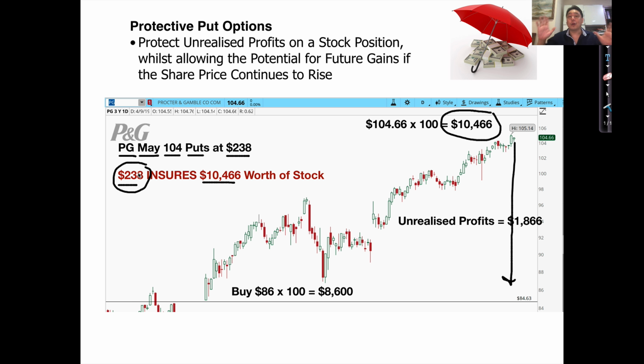Now, what if the stock doesn't crash? What if the stock from 104 goes all the way to $200? Okay, then this put option that you bought would expire worthless and you would lose your $238.